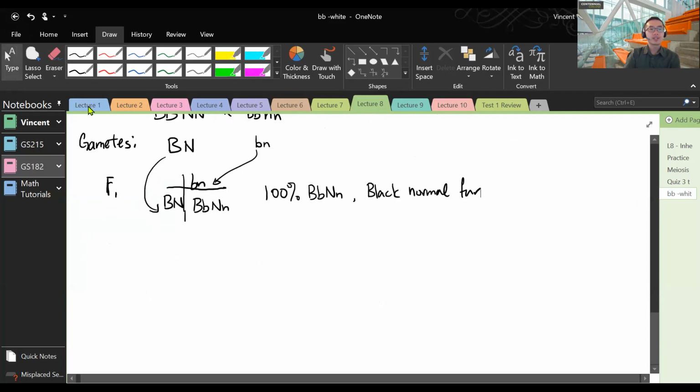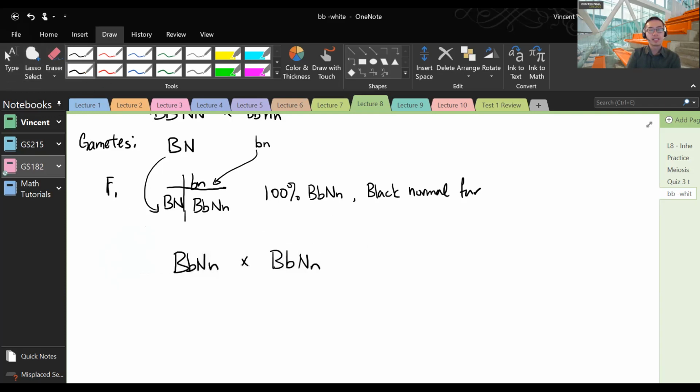Now the question asks us to do F2 generations. Okay, so what does that mean? That means we're going to take 2 rabbits from the F1 and we're going to cross them. We're going to take 2 rabbits from the first generation and cross them and see what happens.